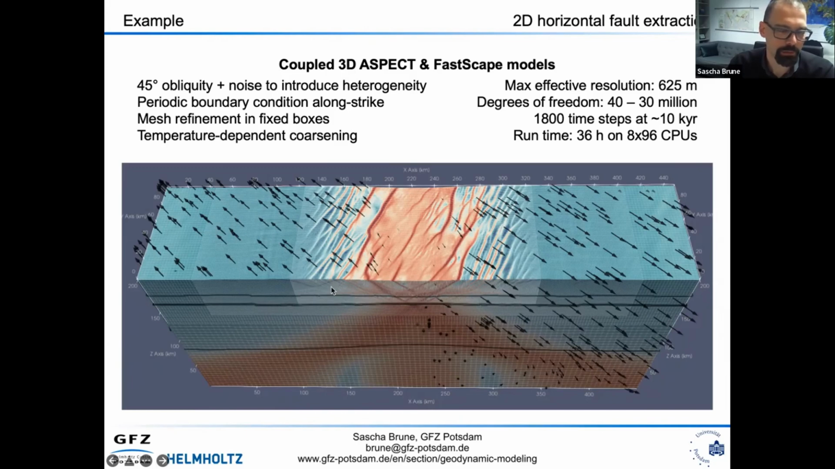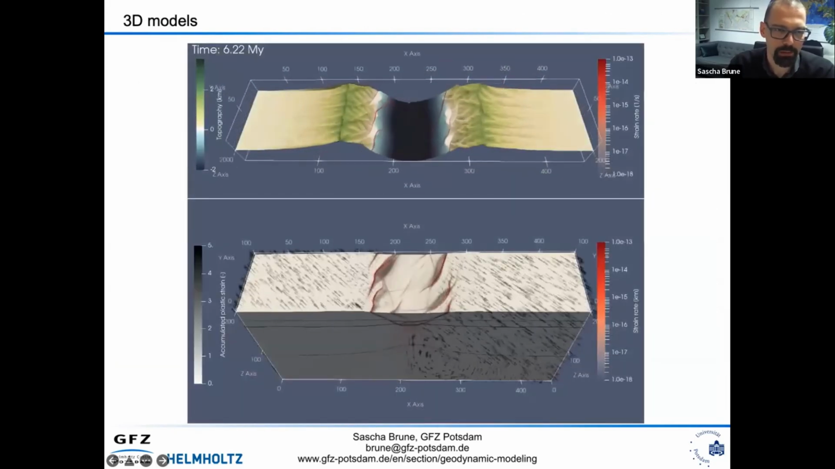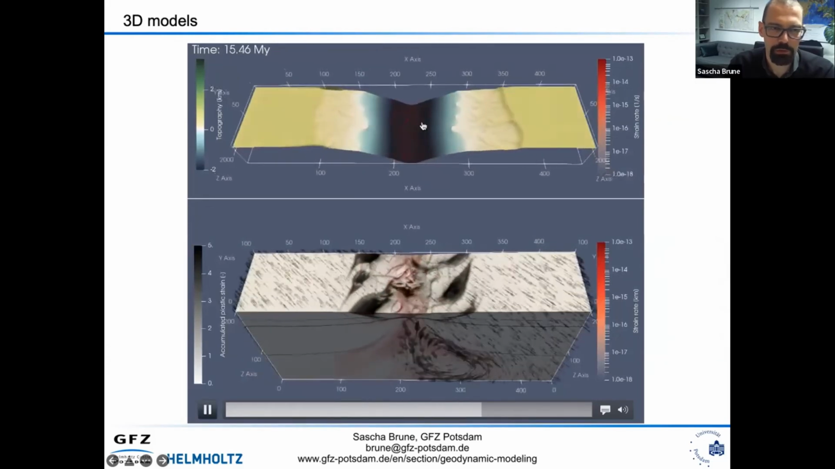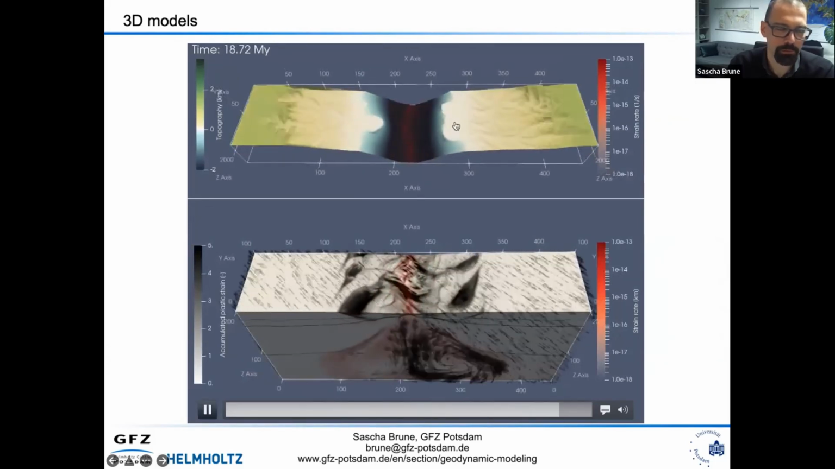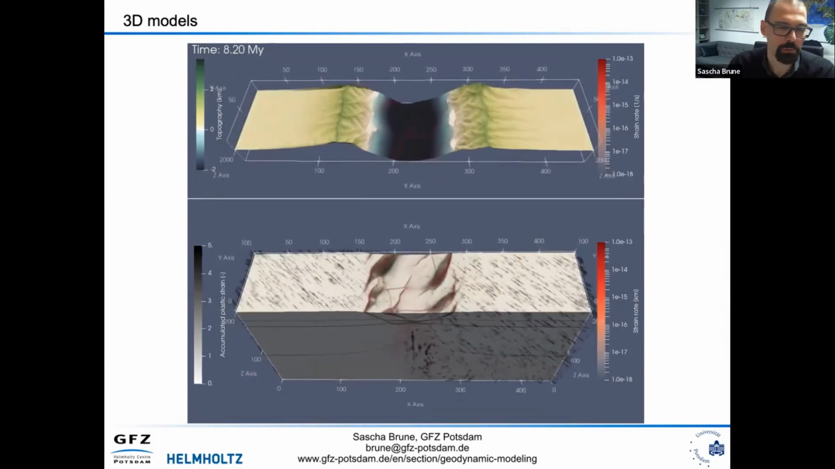It's a model where ASPECT is coupled to FastScape. And if we look at the evolution, then we get nice rift shoulder uplift. We get basin-ward localization of the faults. We get some little fans here from surface processes. And we can see how all this is interacting with each other.